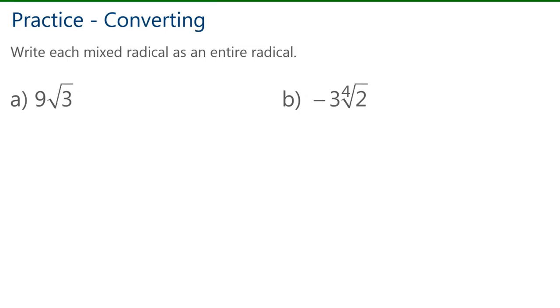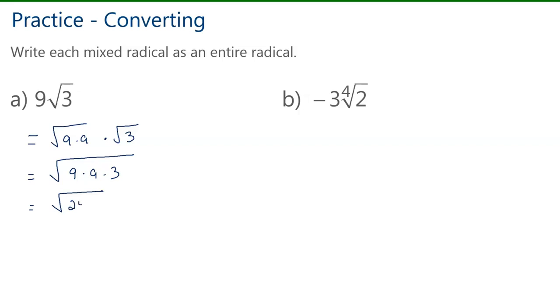Write each mixed radical as an entire radical. Let's rewrite the 9 as the square root of 9 times 9 times the square root of 3. Bring all under one root sign, so that'll be 9 times 9 times 3, and 9 times 9 times 3 is the square root of 243. So 9 root 3 is equivalent to the entire radical of square root of 243.